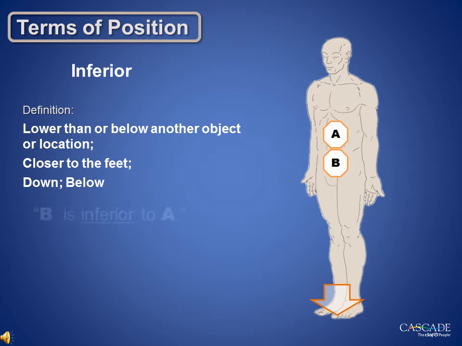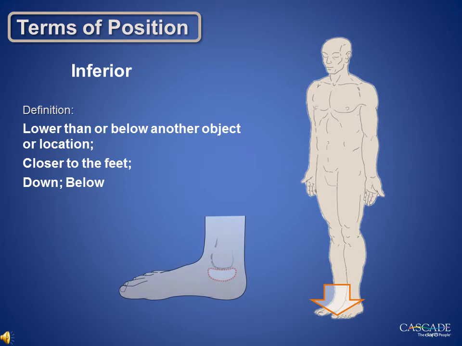Inferior means lower than or below another object or location, closer to the feet, down, or below. In this example, B is inferior to A. A common use of this term would be an instruction like relieve area inferior to medial malleolus by 1/8 inch.